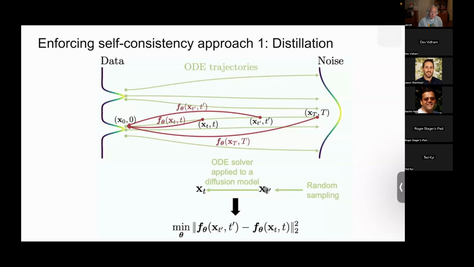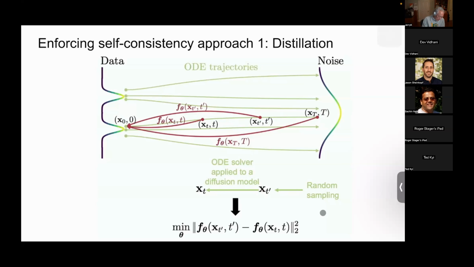You do a random sampling. You first uniformly sample time t prime, get the random sample by applying the noise to the origin to get your xt prime. Then you have access to the ODE solver from the diffusion model, so you take one step and come to xt. Overall, the objective is to learn this function f theta by minimizing this objective.